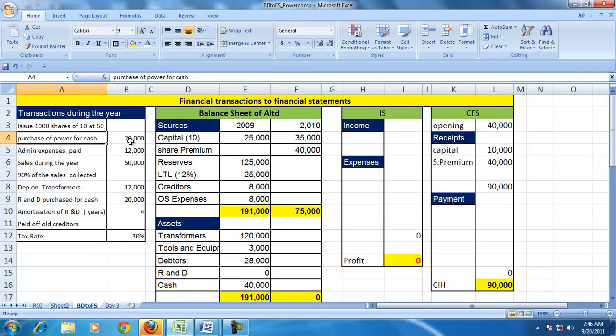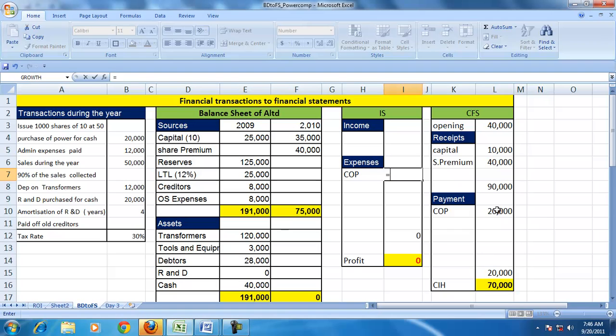Now purchase of power, and they paid money for that, so therefore let me write down as a cost of power 20,000, and entire cost will become an expense because entire power has to be sold during this accounting year.